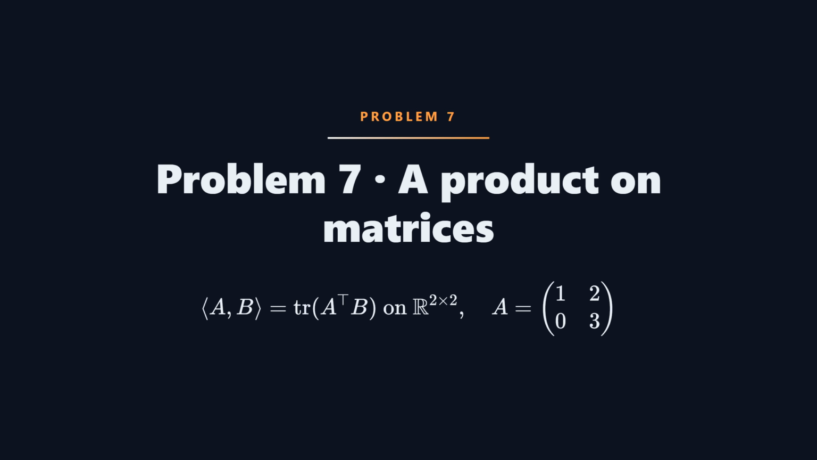Problem 7. Vectors don't have to be arrows. Here they're matrices. The trace form, A with B equals the trace of A transpose B. Show it's a scalar product on 2 by 2 matrices. Then find the norm of a given matrix. Pause and try.